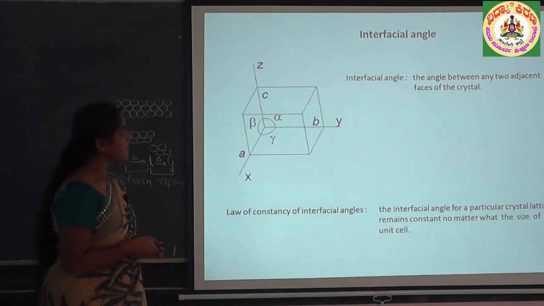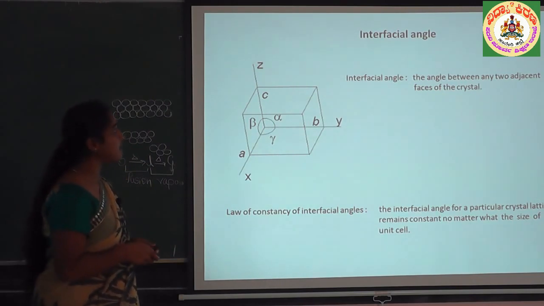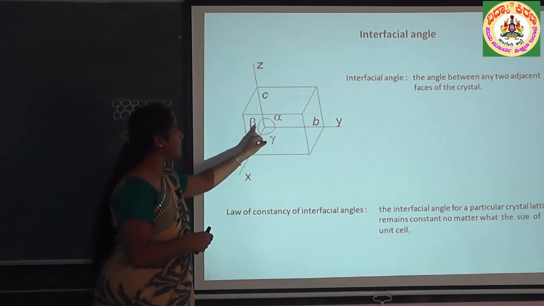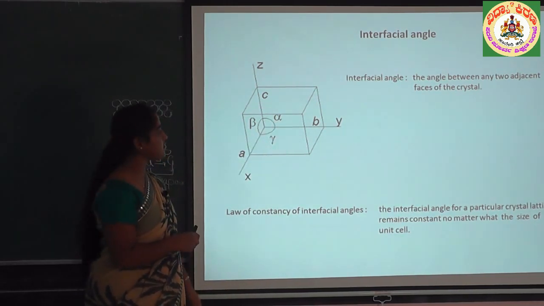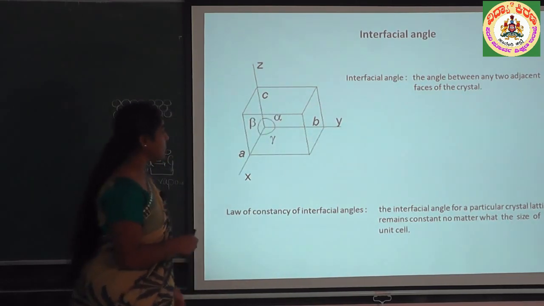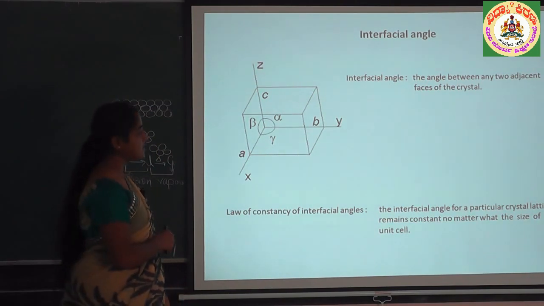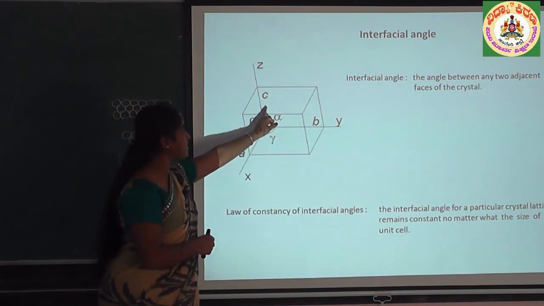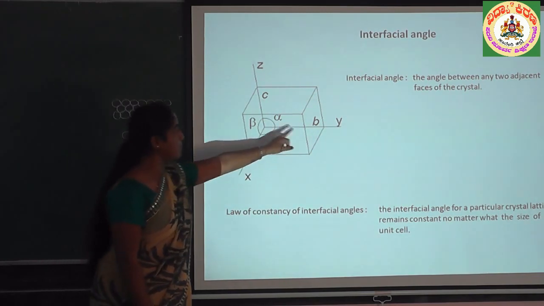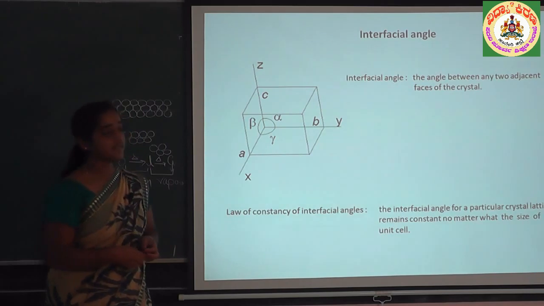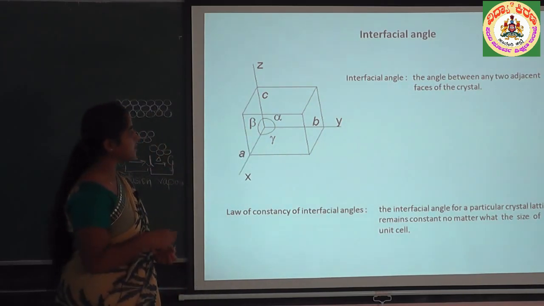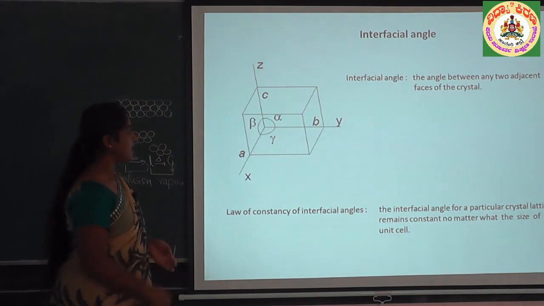Okay. Then the question comes, the interfacial angle. What do you mean by interfacial angle? See here, this alpha, beta, gamma, we call them interfacial angles, and this A, B and C we call bond lengths, or edge lengths. So A, B and C, this is a cubic unit cell where A, B and C are the bond lengths, and alpha, beta, gamma are the bond angles, or sometimes we call them interfacial angles.